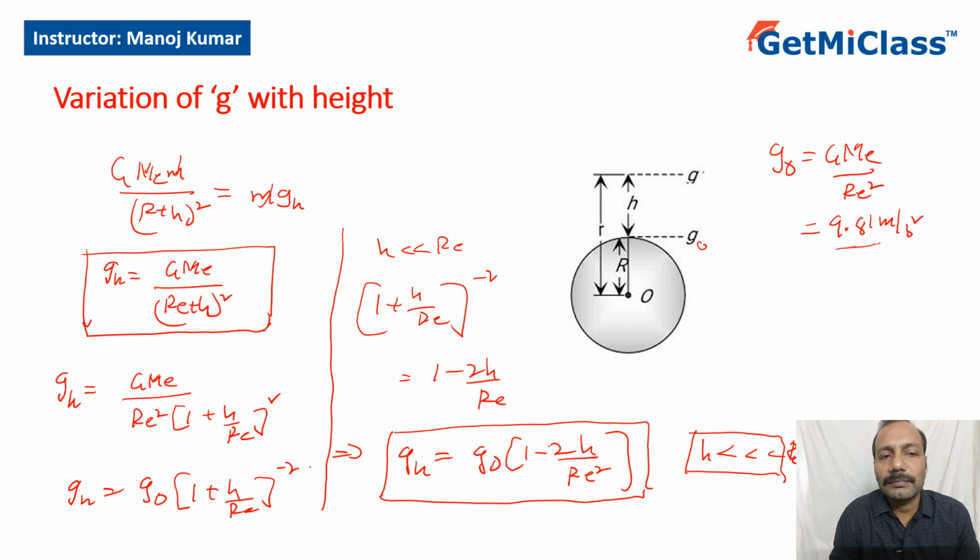Re by 2. If I put this as 0, I'll get 1 minus 2h by Re equal to 0. So in that case, I'll get h equal to Re by 2. But that's wrong because I cannot use it for heights which are comparable to the radius of Earth. Fine, so this is a very important point. This expression is only true when h is very much smaller than the radius of Earth. Otherwise, we can generally use the other expression. This is always valid.